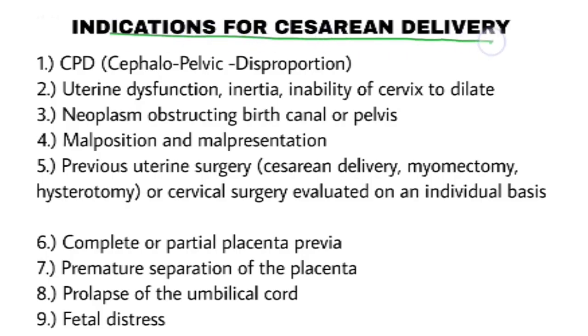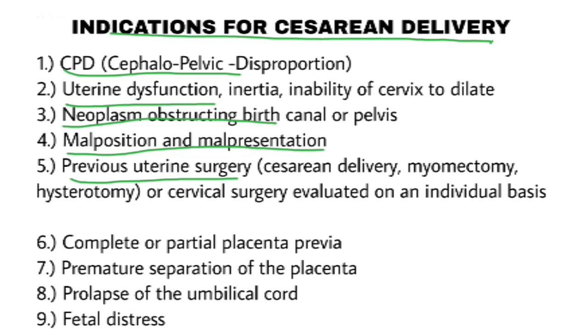Indications of C-section. If there is any problem in the structure of the pelvis, like CPD, or if the muscles are not working properly, and the contraction and relaxation are not in the correct proportion, it will damage the muscles and membranes, and even affect the baby. So normal delivery is not possible. Neoplasm obstruction is extra growth of muscle, like tumors present in the uterus, which will affect normal delivery. Malposition and malpresentation of the baby, and any previous uterine surgery or scar, will affect the contraction and relaxation process.